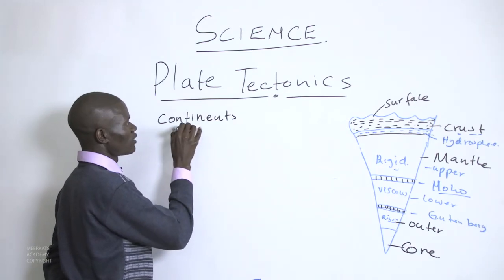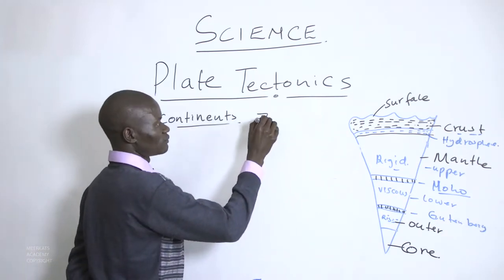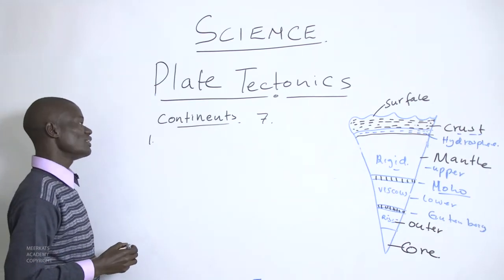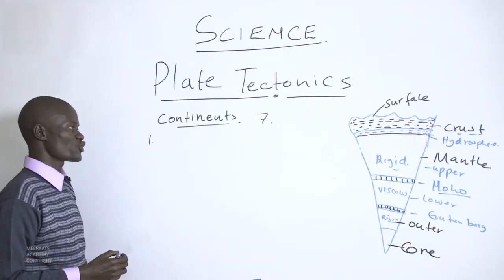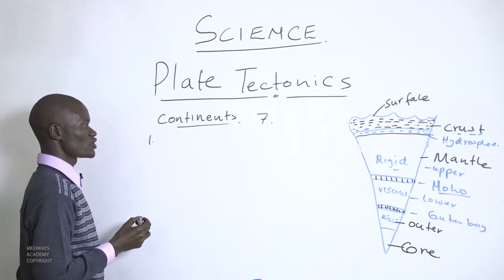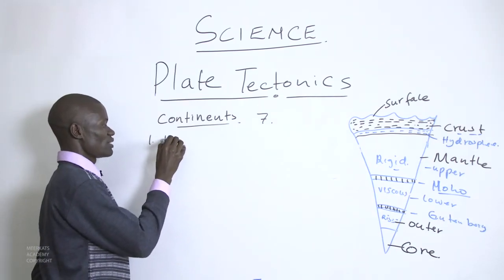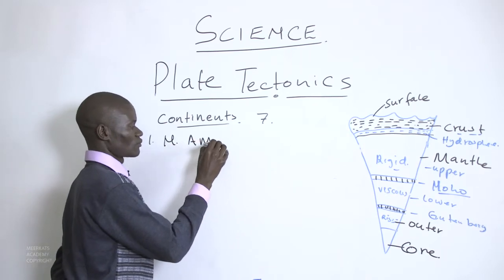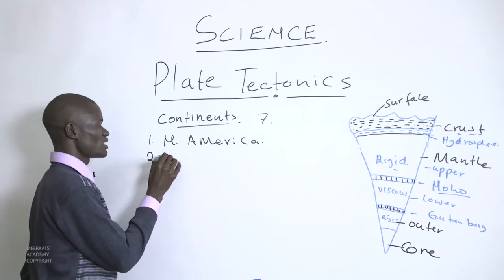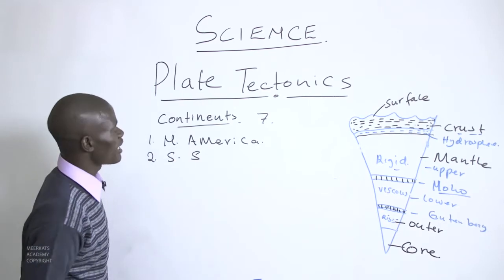Right now, we understand there are 7 continents in the world. When the Gondwana land and the Laurasian split, as they were drifting, they formed one of the continents known as North America. The second continent is South America.